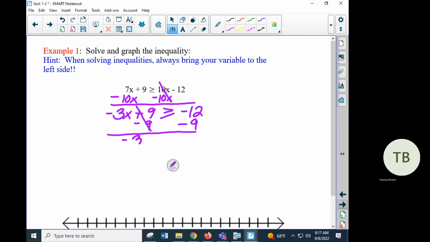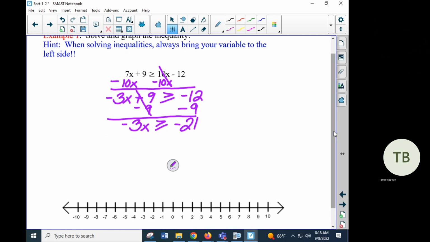And I'd get -3x is greater than or equal to -12 minus 9, which is -21. Okay. And then I would divide by a -3. And what do I have to remember to do? Yep, I'd have to switch the sign, correct? So if this is greater than or equal to, it's going to be less than or equal to, and then -21 divided by a -3 is a positive 7.